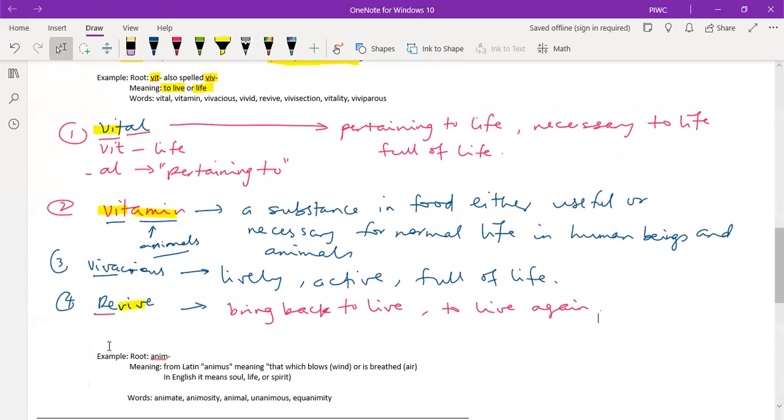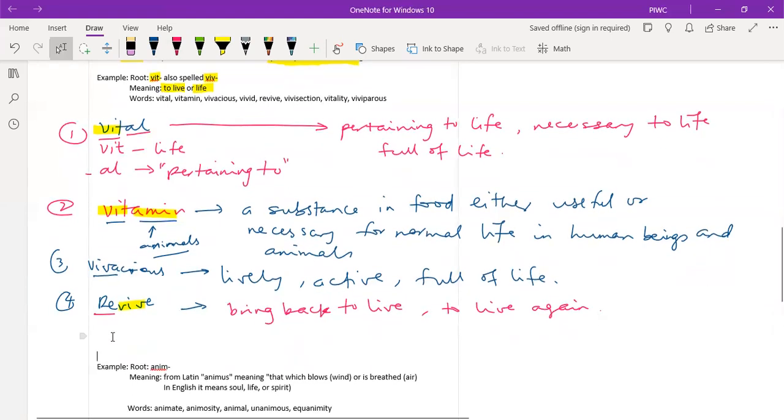Let's try one more. I know it's getting exciting, so let's try one more. Let's look at the word viviparous. Viviparous over here.